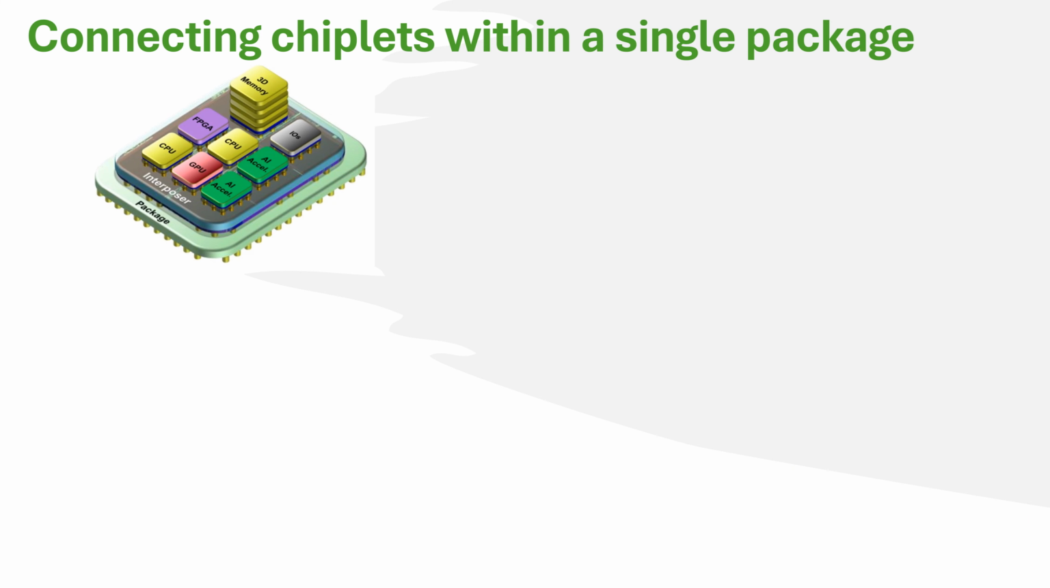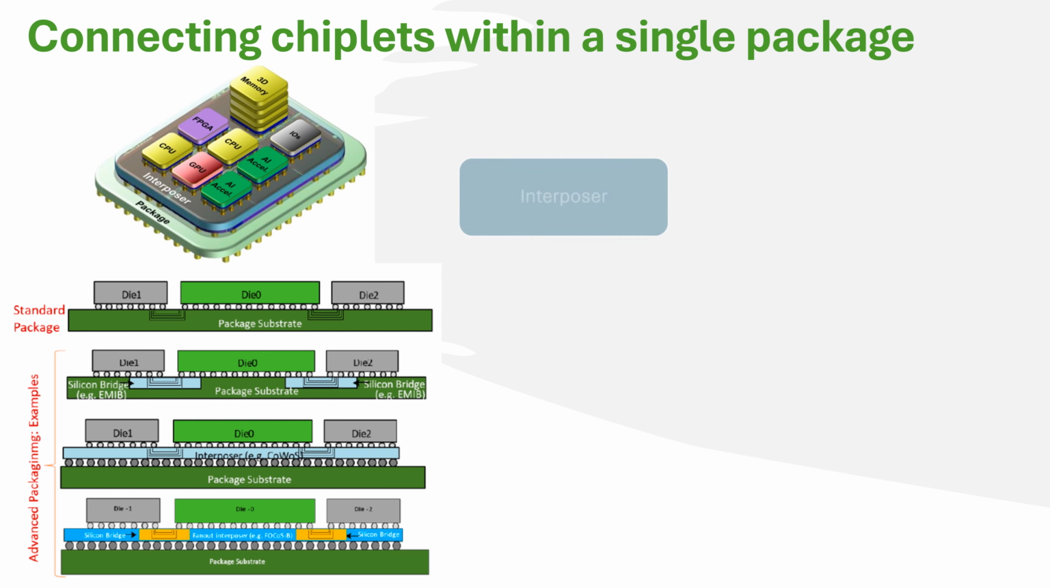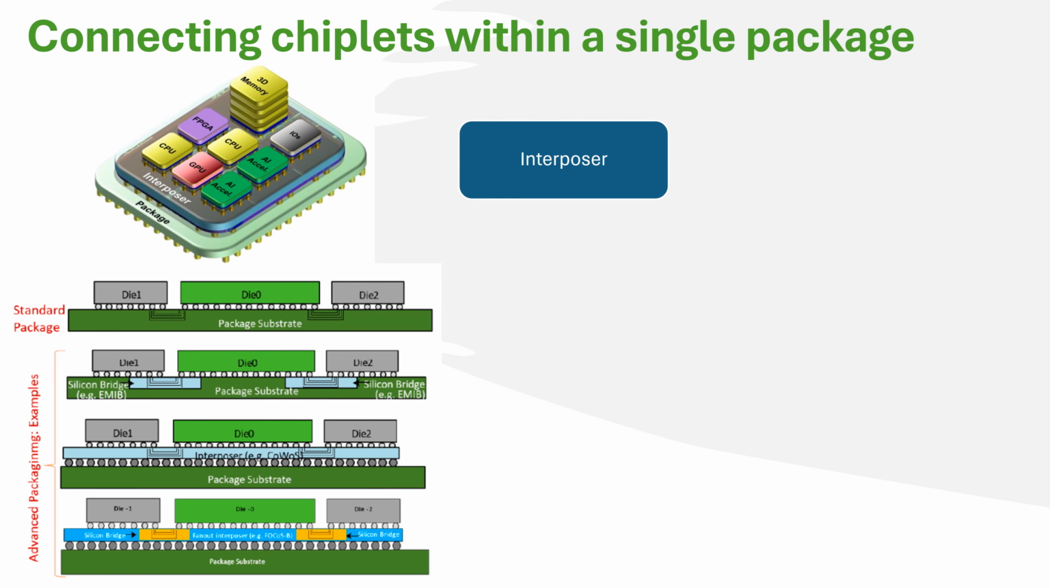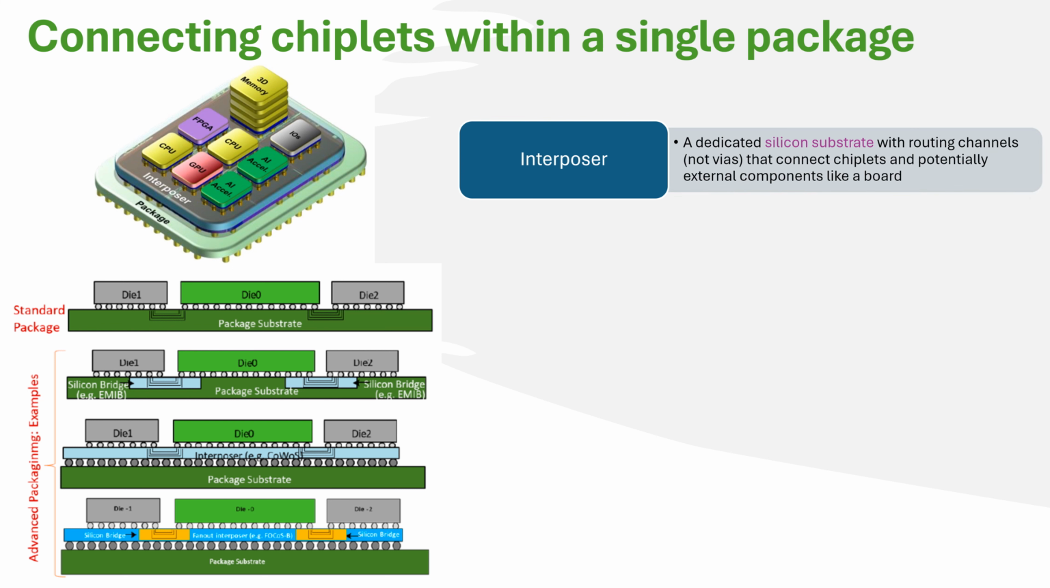Let's see how these multiple chiplets are physically connected. There are a couple of ways, advanced packaging technologies, which provide us ways to make the physical connection. One of them is an interposer. You can see that, right? In the image on the left side, it is a dedicated silicon substrate with routing channels. Don't confuse them with vias. They are routing channels, but it's a dedicated substrate itself.